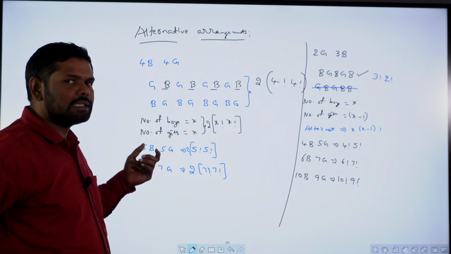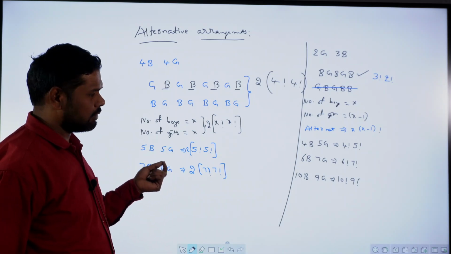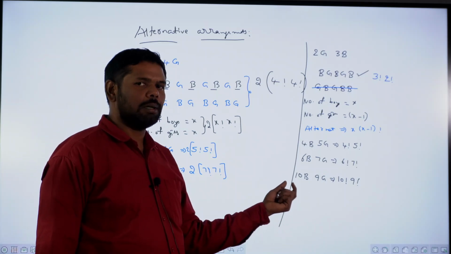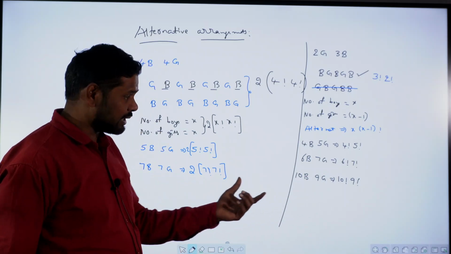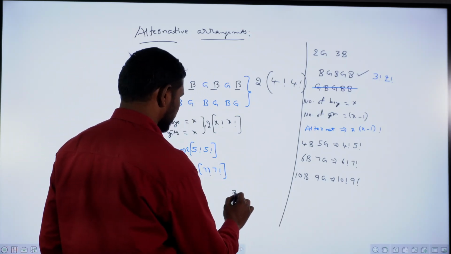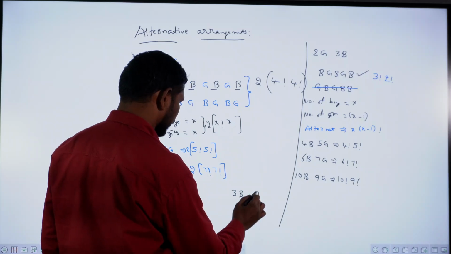If boys and girls are equal, then 2 times the factorial of the number of boys and the factorial of the number of girls. If boys and girls differ by 1, then directly multiply the number of girls factorial into the number of boys factorial. If they differ by more than that, suppose 3 boys and 5 girls.